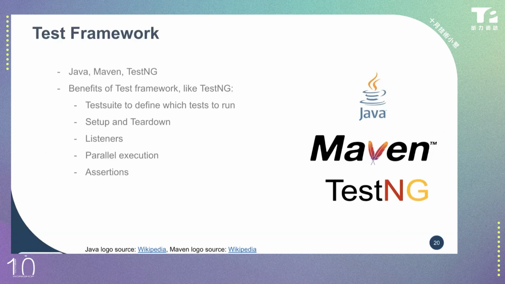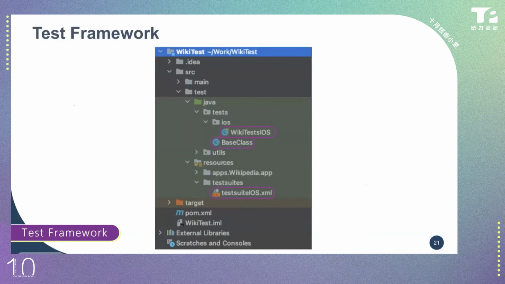But let's have a closer look at how the code would look. If we set up a test framework in our project, it would probably look like this. As we're using Java, Maven, and TestNG, we have certain files here. Because of Maven, we have a POM, of course, where we define our dependencies like Appium, Selenium, and TestNG.